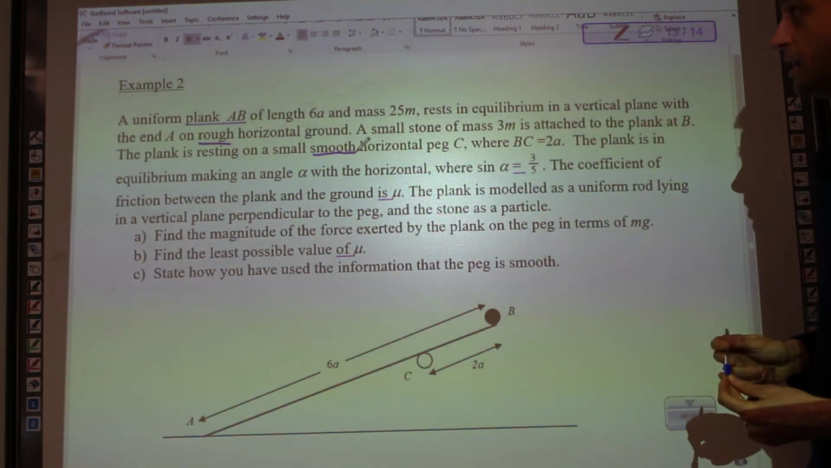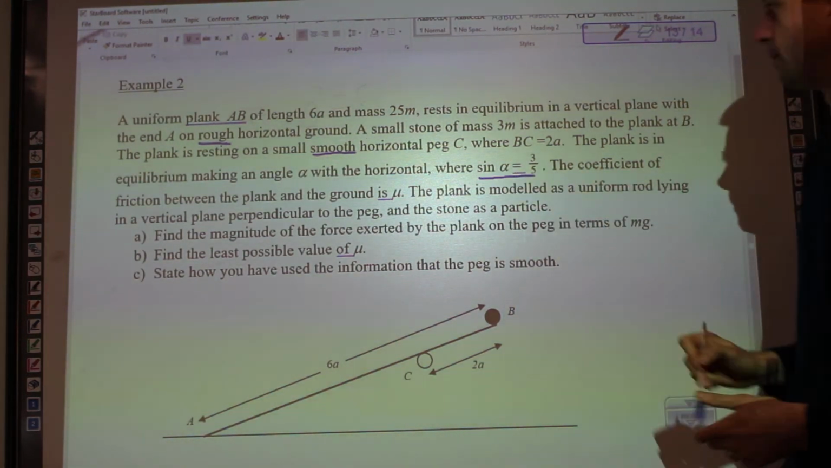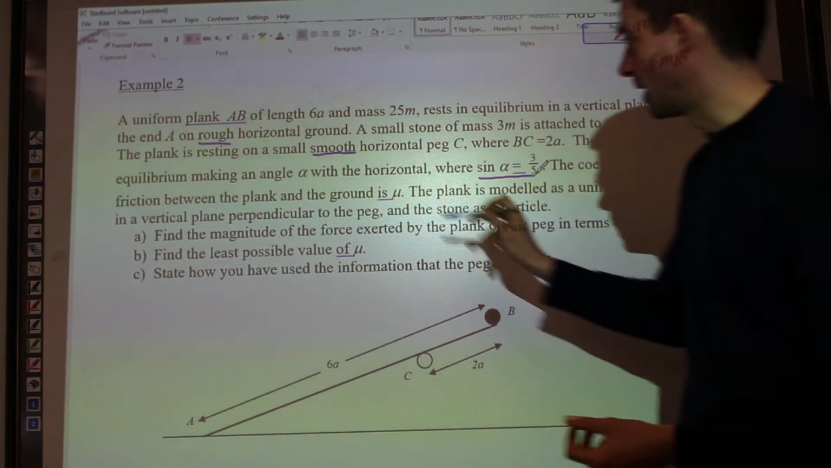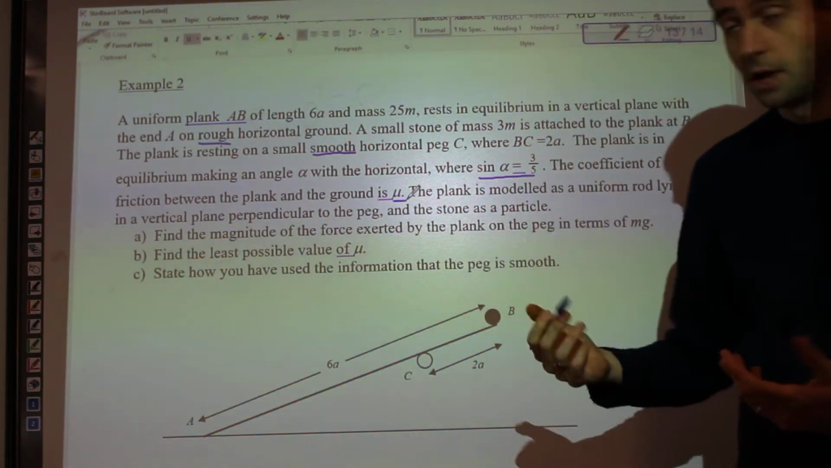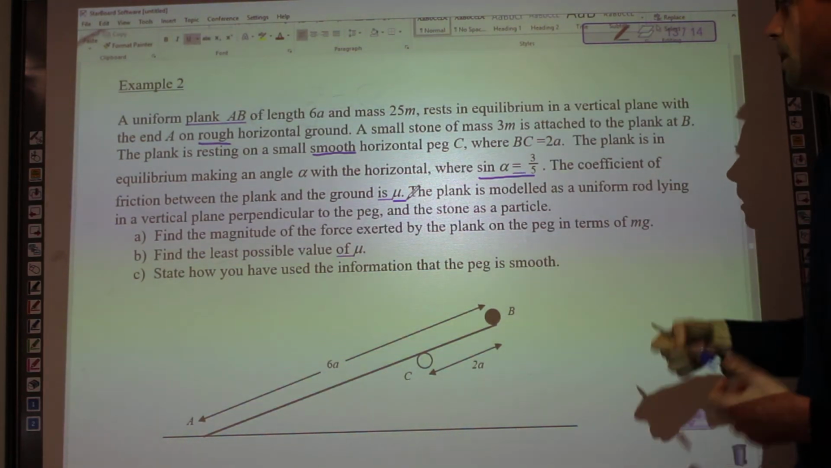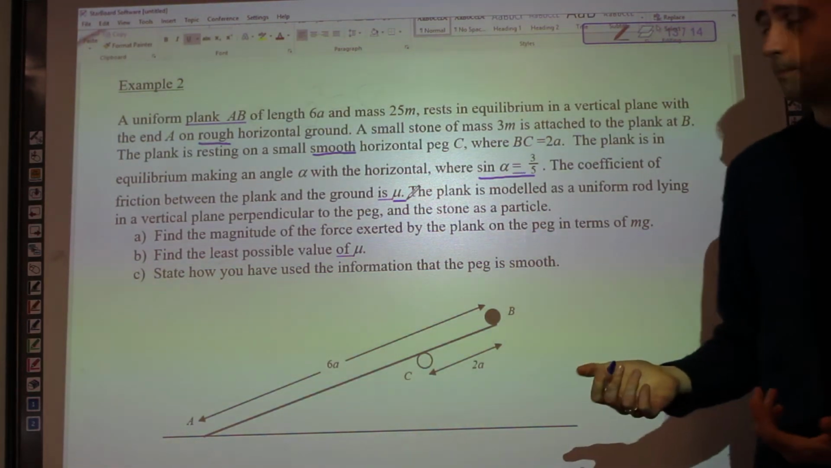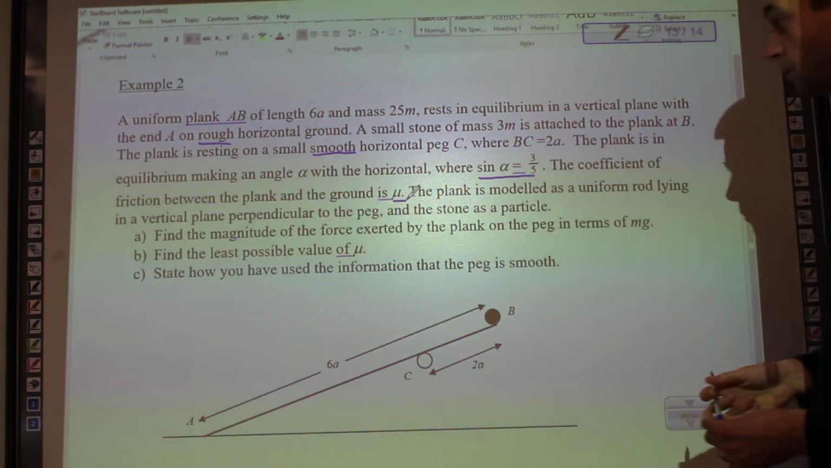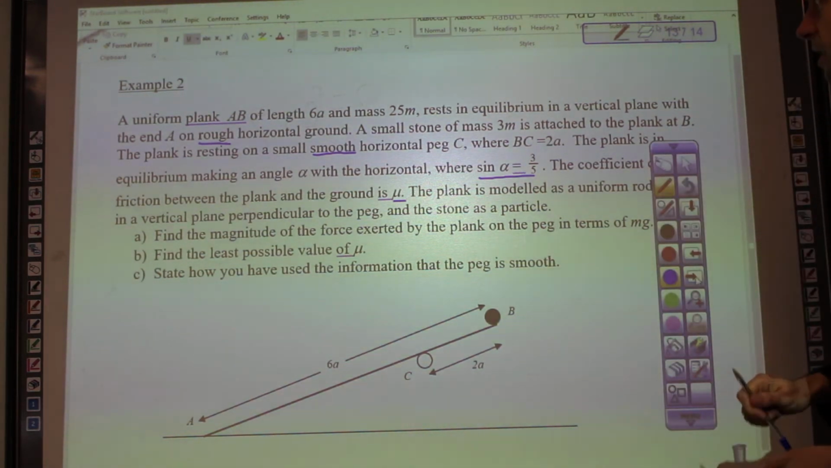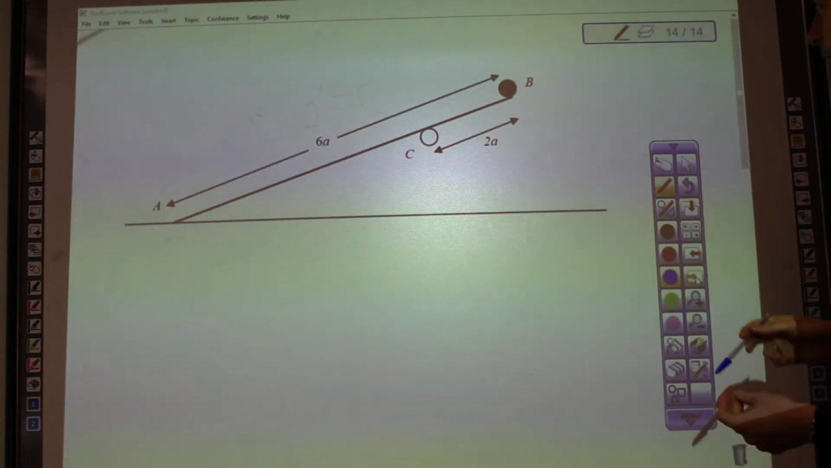The plank is in equilibrium, making an angle alpha with the horizontal, where sine alpha equals 3/5. The coefficient of friction between the plank and the ground is mu, unknown, and the plank is modelled as a uniform rod lying in a vertical plane perpendicular to the peg, and the stone as a particle. Okay, wonderful. Right, so we've got a copy of the diagram there, but what I've actually done is just got a bigger version here so that we can label what's going on.